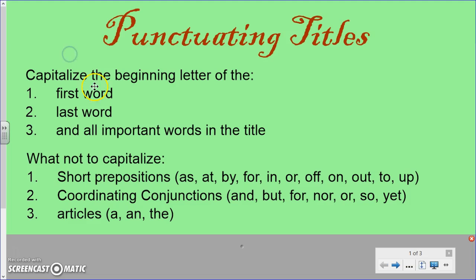Good evening. Today we're going to talk about this idea of punctuating titles. This is our first grammar lesson, so keeping in mind, take notes, have your notebook out and ready and prepared for this. There will be some type of quiz or activity in class on this tomorrow.